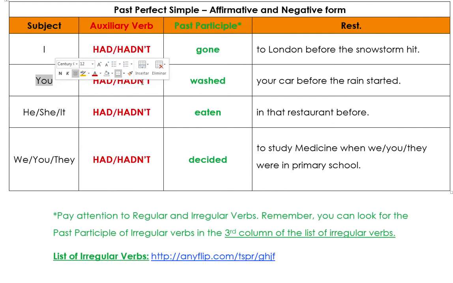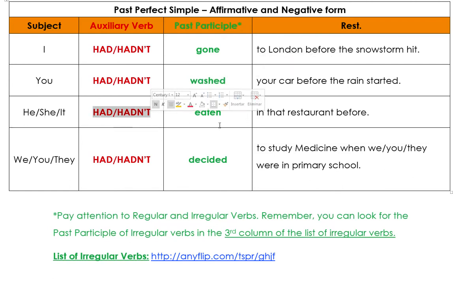You had or hadn't washed your car before the rain started. Okay, wash, in this case we have a regular verb, so we have to add ed. He, she, or it had or hadn't eaten in that restaurant before. We, you, or they had or hadn't decided to study medicine when we, you, or they were in primary school.